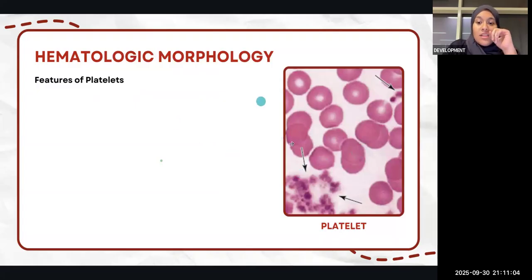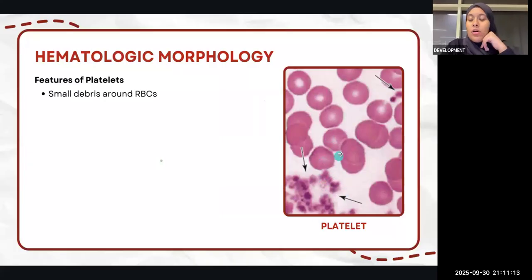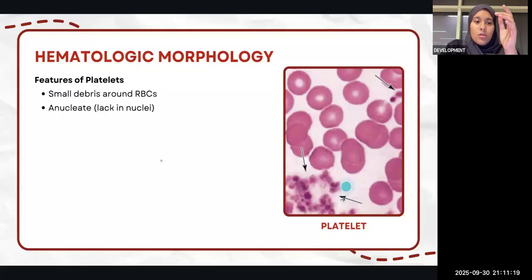Okay, platelets. You see these RBCs here? Next to them you have these small little debris. So this is small debris around RBCs. We call these platelets. Platelets, compared to the megakaryocytes, are very small. They lack nuclei, and they have granules.